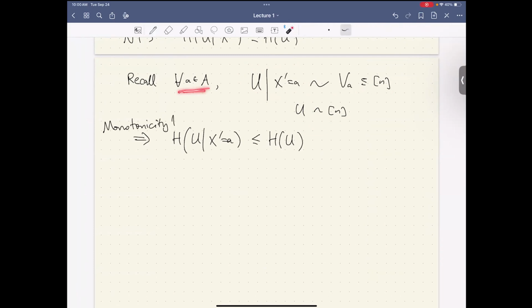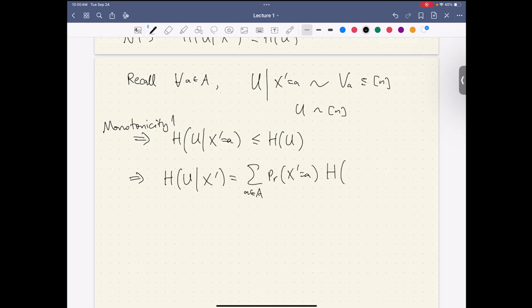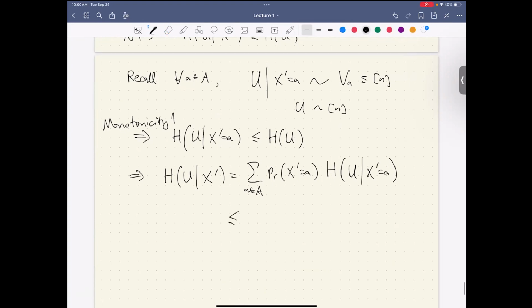Since this is true for all little a, we can drop this conditioning. So this implies H of U conditional on X prime equals, by definition, the sum over a of the probability that X prime equals a times the conditional entropy given X prime equals a, which is at most, by the above inequality, the sum over a in A of the probability times H of U. Okay. But then this is H of U. We are done.